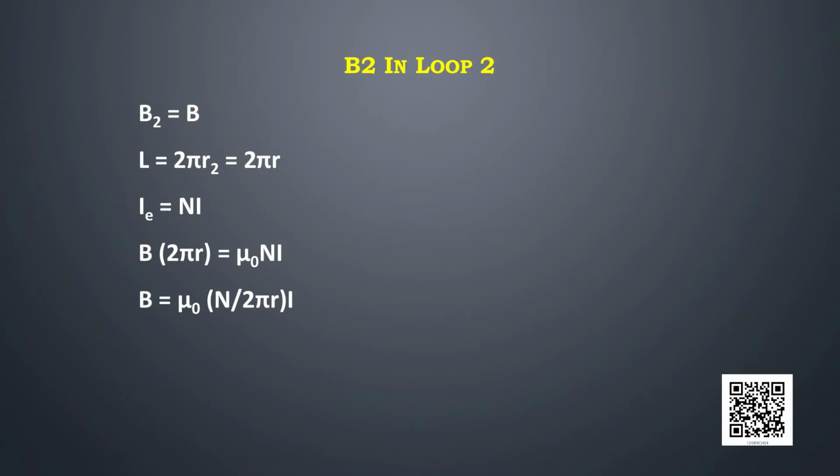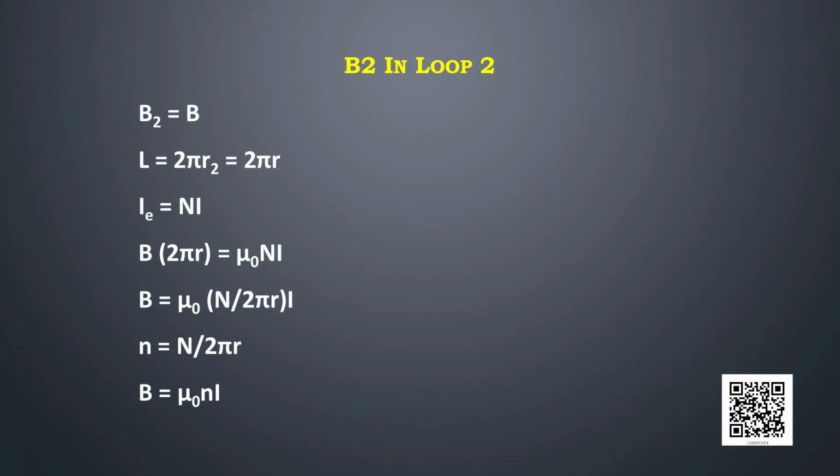Here, B is equal to mu naught N divided by 2 pi R, multiplied by I. And this N divided by 2 pi r is nothing but the number of turns per unit length, which is the total number of turns N divided by 2 pi r. So, this expression can be written as B is equal to mu naught n I. So, this is the magnetic field due to a current carrying toroid.